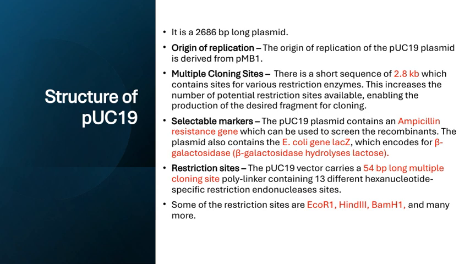Finally, the vector has a well-designed restriction site region, a 54 base pair long multiple cloning site, often called a polylinker. It contains 13 different restriction enzyme sites, including popular ones like EcoRI, HindIII, and BamHI. This diversity of sites makes pUC19 a versatile tool for cloning various DNA fragments. Overall, these features, origin of replication, multiple cloning sites, selectable markers, and multiple restriction sites, work together to make pUC19 a powerful and flexible plasmid for genetic engineering and molecular cloning projects.